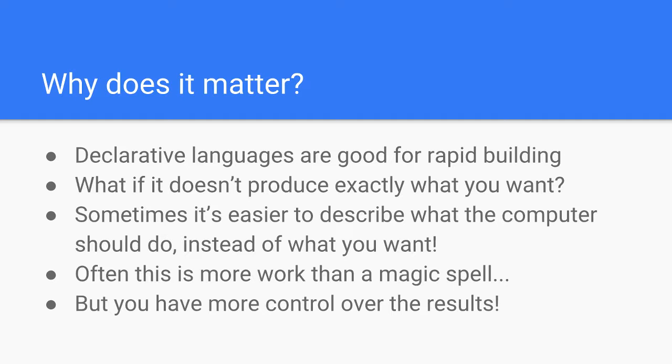But sometimes it doesn't produce exactly what you want. Like there's a little change that you'd like it to be a little different, but the spell wasn't designed in that way. Sometimes it's easier to tell the computer exactly what it should do instead of just hope that there's a way to modify the spell. It's often more work than if it's ready, but you have a lot more control.